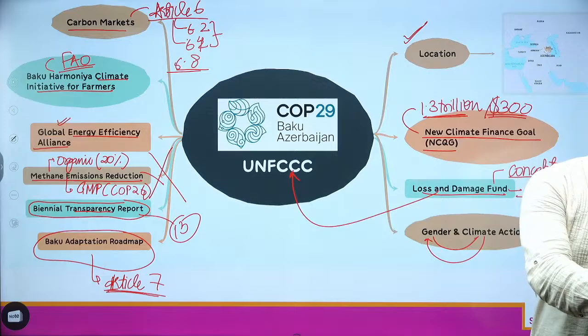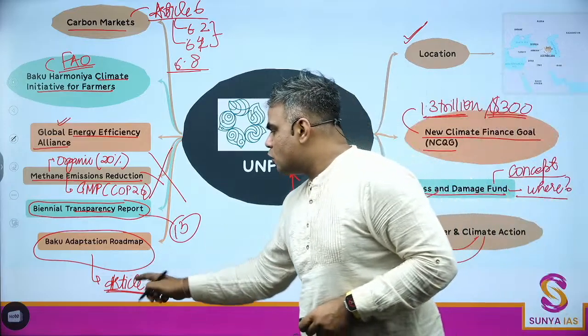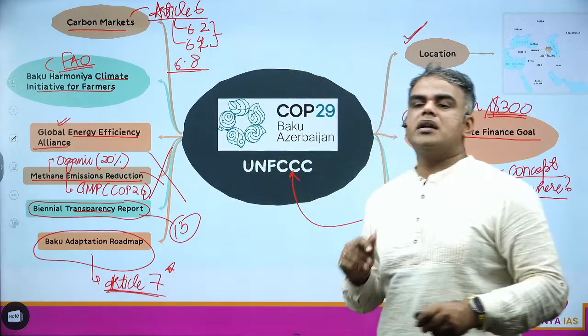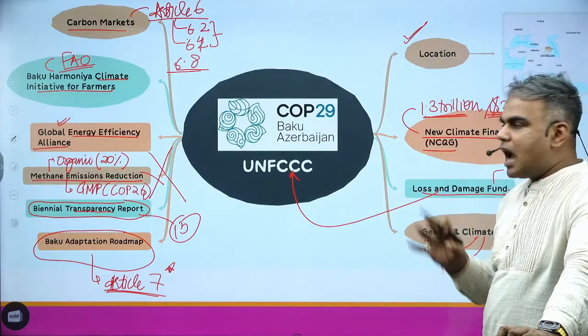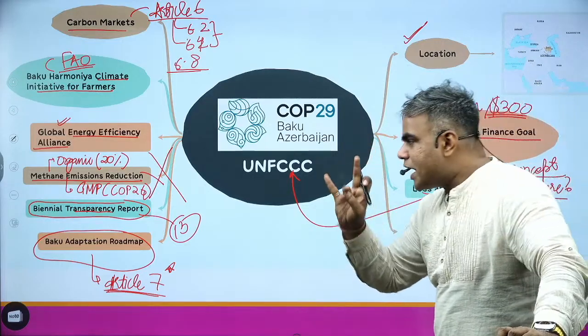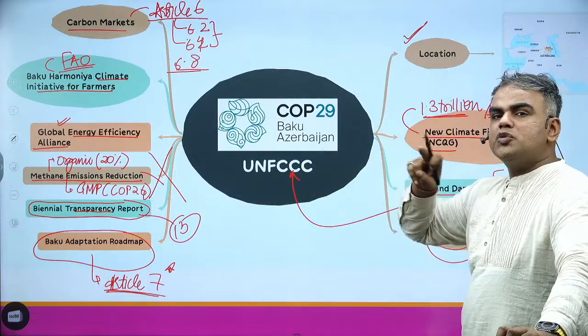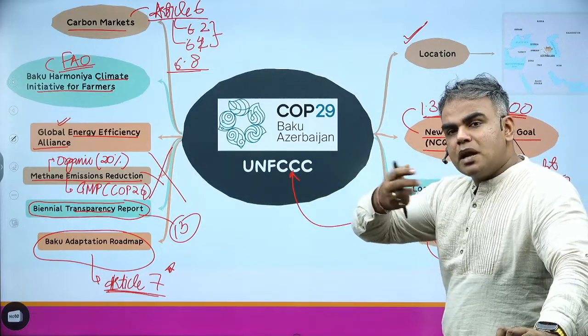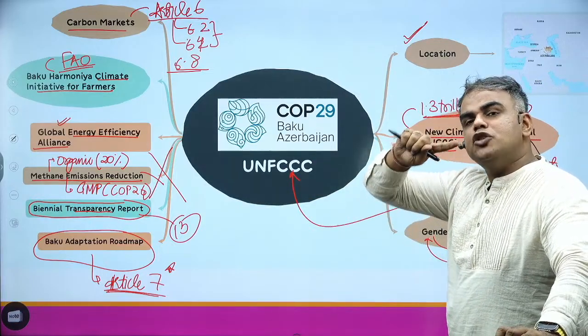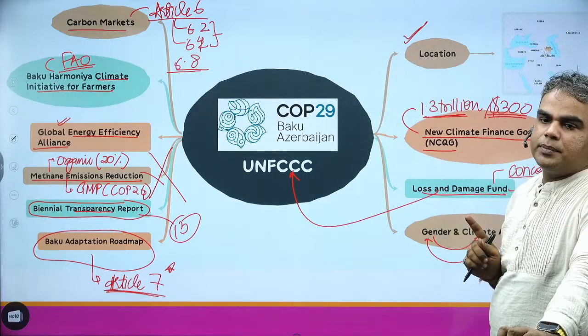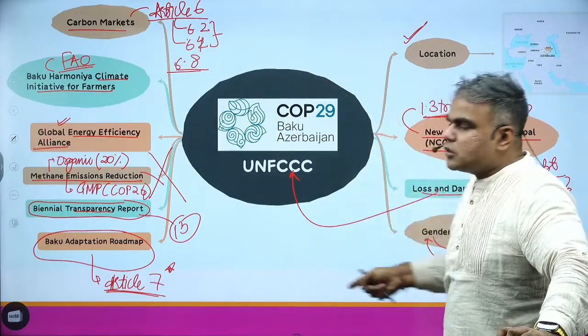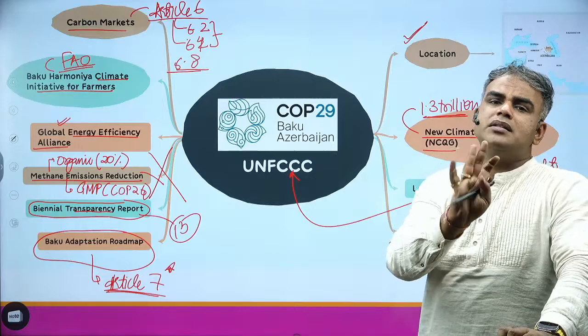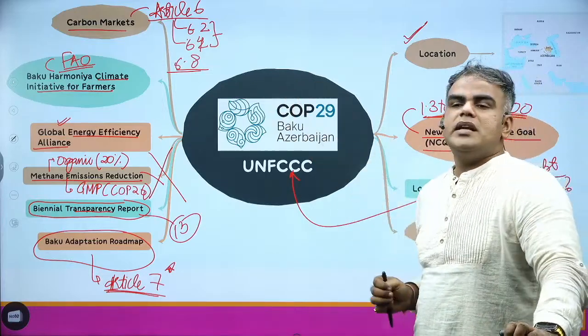That is the only takeaway here. How will the countries move forward? And this is related to Article 7. That is what you need to know. Article 7 and Baku adaptation roadmap. Biennial transparency report was submitted for the first time by 13 countries, but it is actually related to the Paris Agreement. If you have condensed each of these things, hardly will it take you less than 5 minutes to revise COP29.